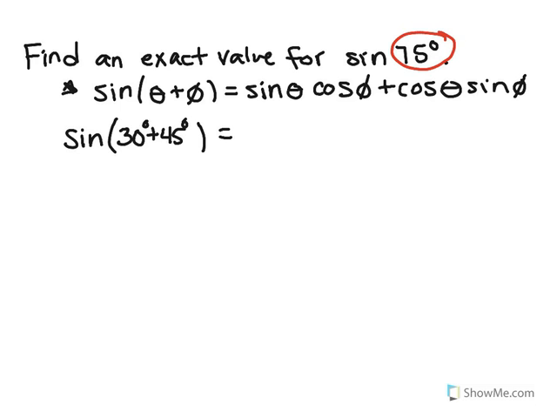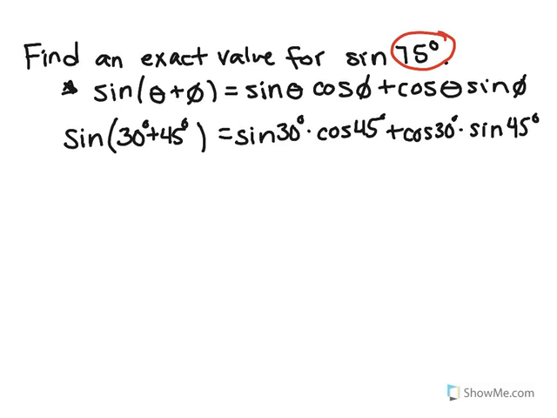Okay, now is this the only option that I could do? Absolutely not. There are several different ways of going about this problem. This is the most straightforward and the simplest. So we're going to go ahead and follow this rule. I'm going to do sine of theta, which I replaced with 30. So sine of 30 degrees times the cosine of phi, which is 45 degrees, plus the cosine of 30 degrees. Oops, that's not plus, that's multiplication. Times sine of 45 degrees.